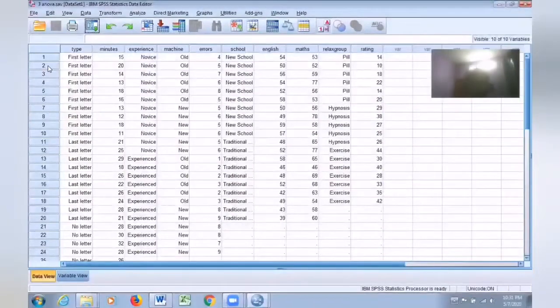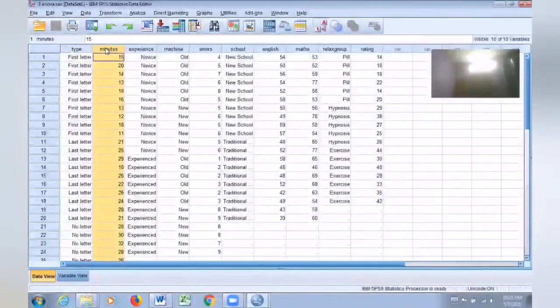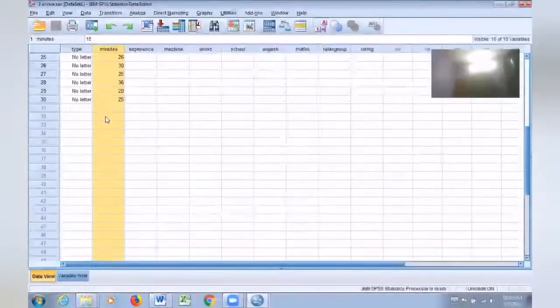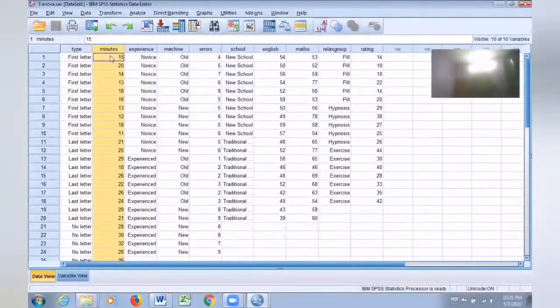You can see here, the first two columns we'll take for the one-way ANOVA analysis. This is type, this is minutes. The second column denotes the data I have collected from around 30 respondents. Here minutes means the number of minutes they have taken to solve a puzzle, to solve an anagram. Anagram means jumbled words. Every respondent was given 5 anagrams, and we divided the respondents into 3 groups. The first few respondents, around 10 respondents, were given a hint on the first letter.